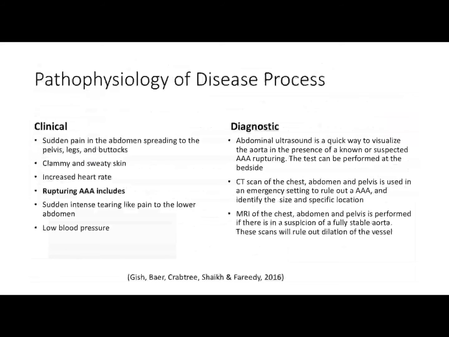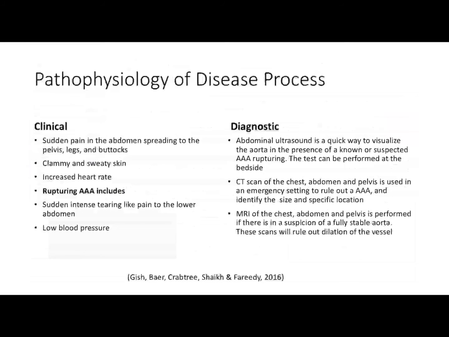The pathophysiology of the disease process, clinical and diagnostic. Clinically, you can see sudden pain in the abdomen spreading to the pelvis, legs, and buttocks, clammy and sweaty skin, increased heart rate. In the presence of a rupturing AAA, patients can feel sudden, intense, tearing-like pain to the lower abdomen and low blood pressure.